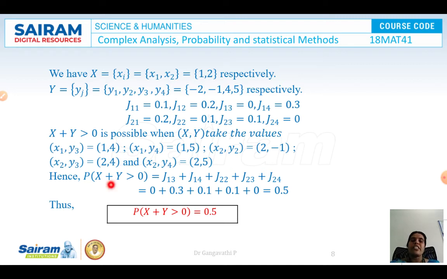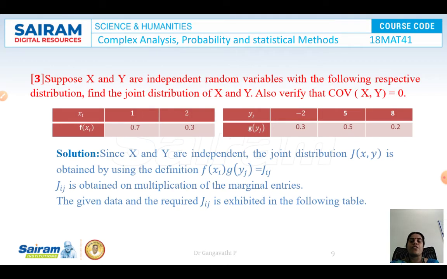So the probability of X plus Y greater than 0 is the sum of j13, j14, j22, j23 and j24. The sum of all these values is 0.5. So this is how it was asked us to find.